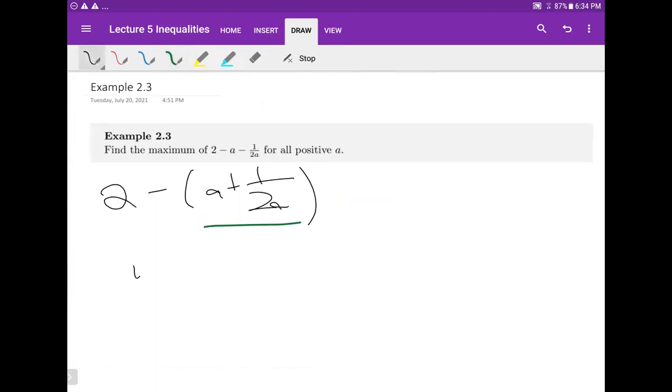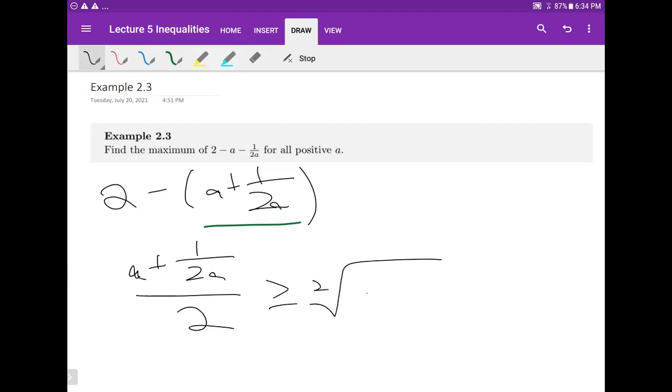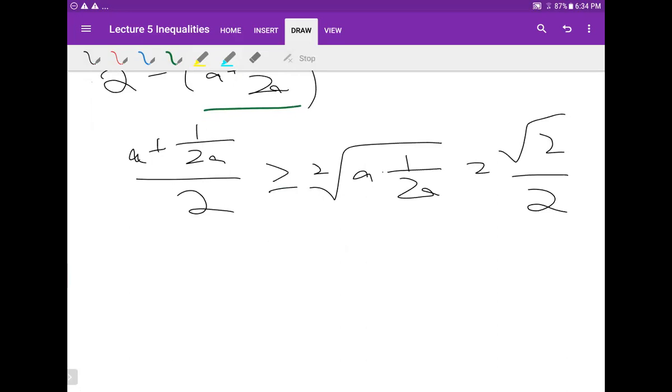We know that the arithmetic mean of these two numbers, a plus 1 over 2a over 2, is greater than or equal to the geometric mean of these numbers, which would be root 2 over 2, right? So that means the minimum value of a plus 1 over 2a is greater than or equal to root 2, right? So that means the minimum value of it would be root 2.